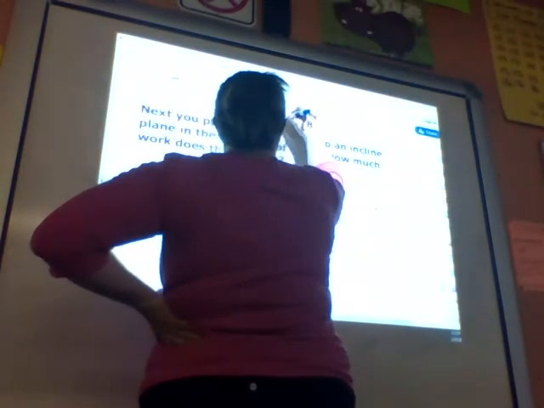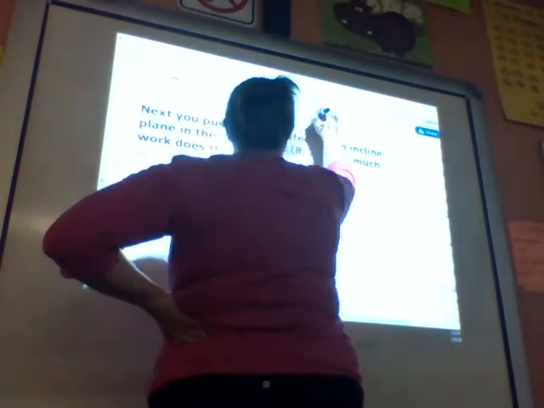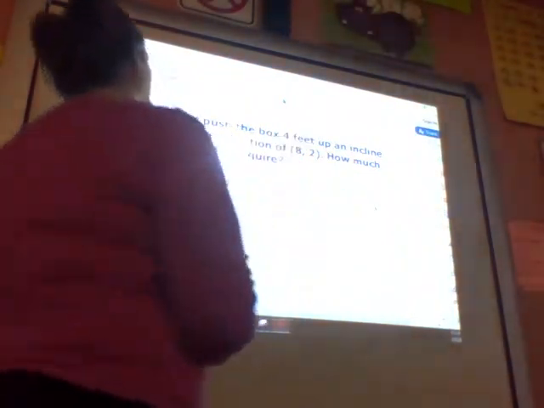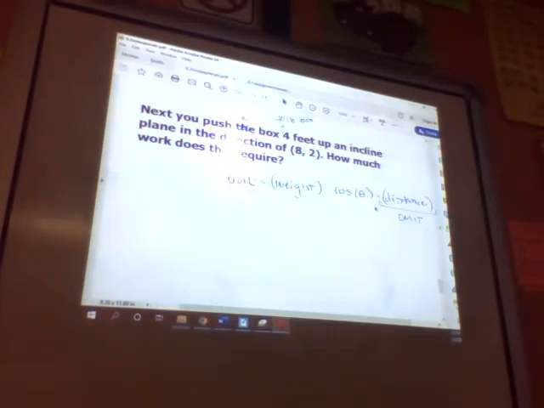You have to do a triangle for this one. Sick, that's a 0 after that 4. Okay, 40. So next you push a 40-pound box 4 feet up an inclined plane in the direction of 8, 2. How much work does that require? Which means that we might need an angle.